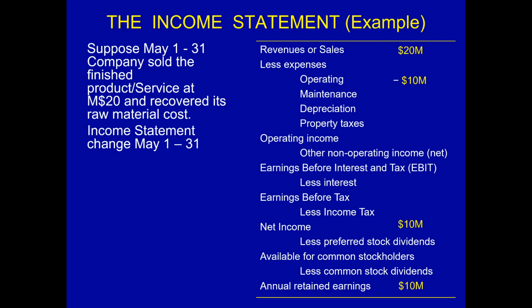Now suppose May 1 to 31, May 31, the company sold the finished product or service. We assume that the company got the revenues, they sent the bills of electricity, and they received the electricity bills, and they got the revenues, and let's say they received $20 million from there, and this minus $10 million was earlier the fuel used to produce that. We got now $20 million. Net income has become 10 million now. 20 minus 10 is 10, and the retained earnings has been increased by $10 million.